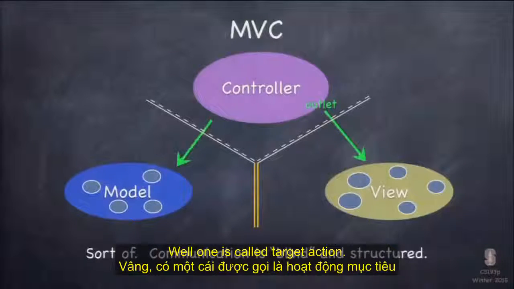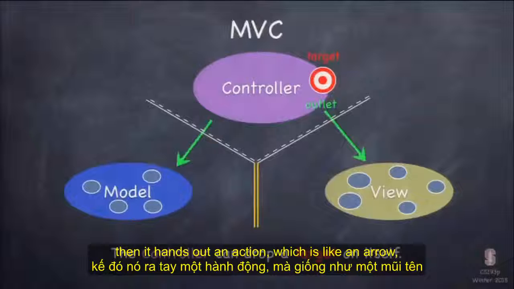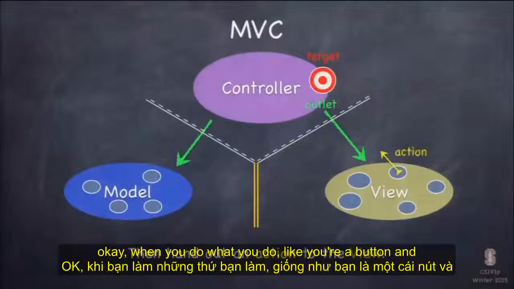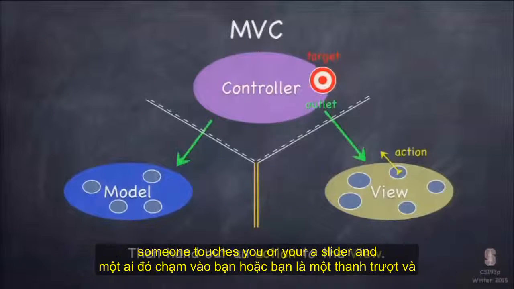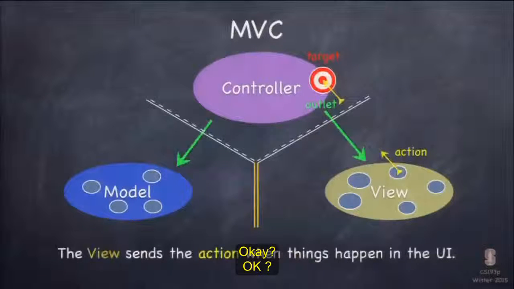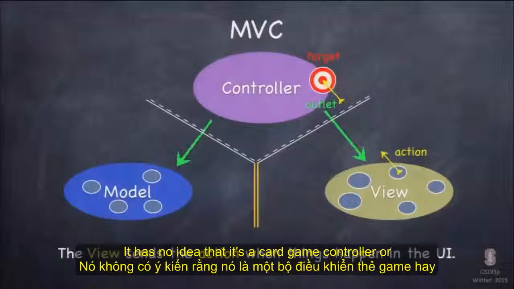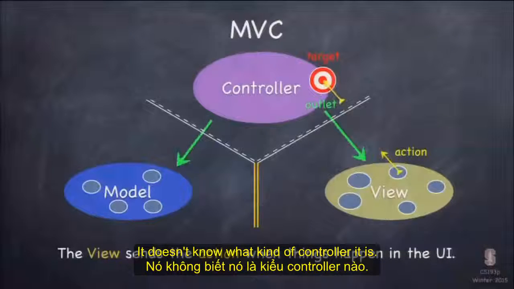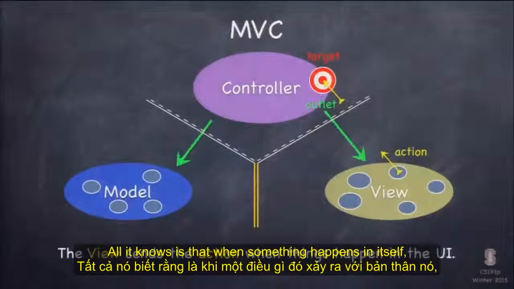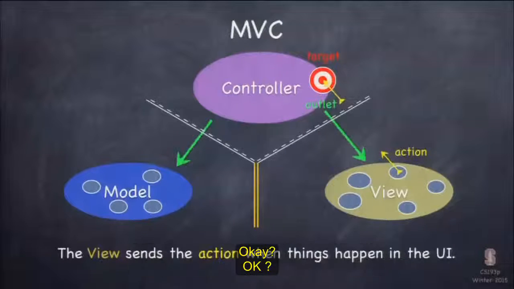So what's an example of a structured way? Well, one is called target-action. The controller basically drops a target on itself, and then it hands out an action, which is like an arrow, to the view, and says to the view, okay, when you do what you do, like you're a button and someone touches you, or you're a slider and someone moves you, send me that action. In this way, the generic button or slider is communicating back to the controller. It has no idea that it's a card game controller or a space game controller. It doesn't know what kind of controller it is. All it knows is that when something happens in itself, boom, it sends a message to the target. So that's a blind, simple, structured way for the view to communicate with the controller.